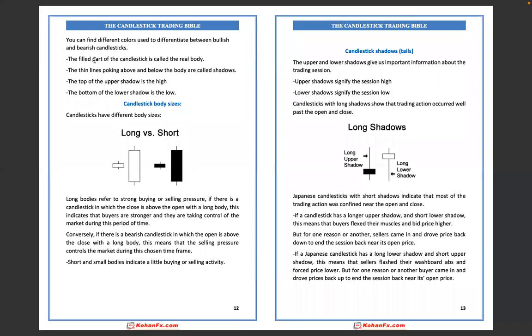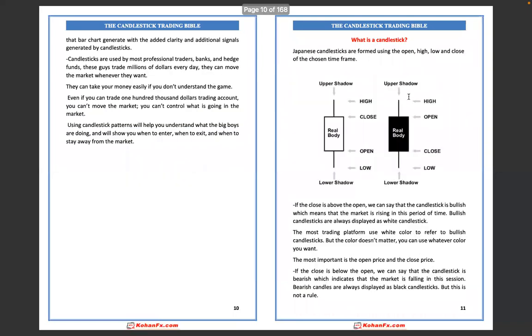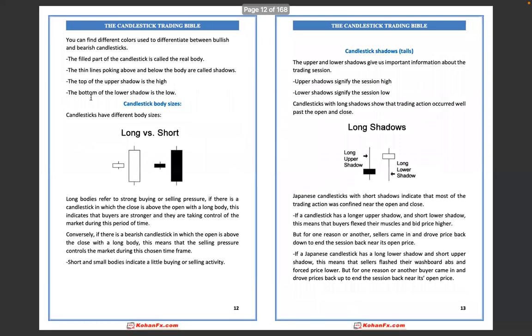So the filled part of the candlestick is called the real body. This is important, the real body. The thin lines poking above and below are called shadows. We also refer to them as wicks, and I like using wicks. These thin lines are the wicks. And the filled body, where they've written the real body, constitutes the body of the candlestick.